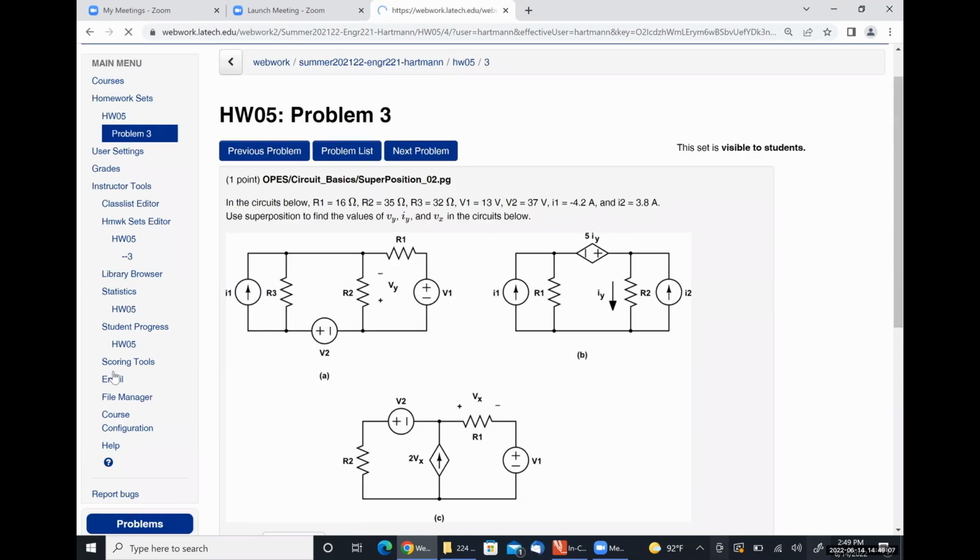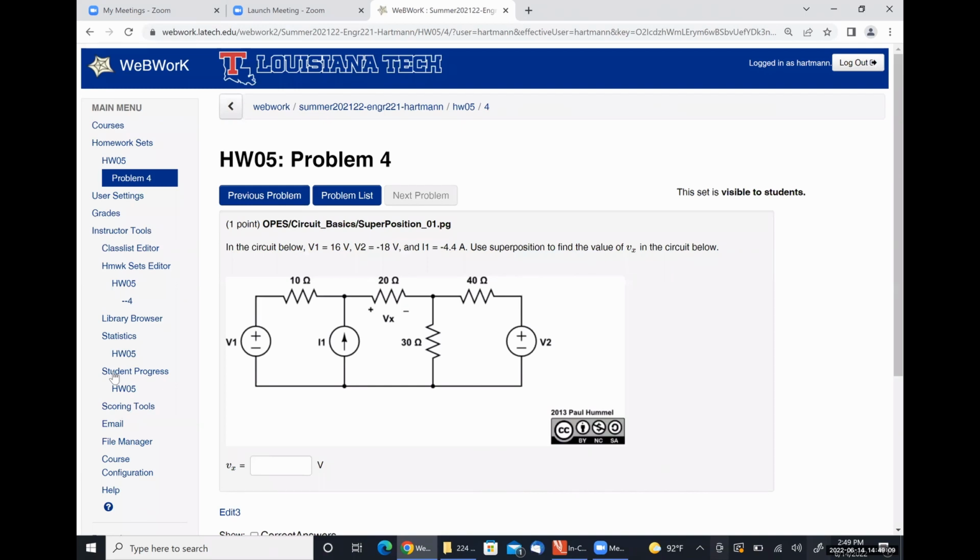Finally, let's look at problem number 4. Problem number 4 is actually a good circuit that will allow you to use the superposition principle. It will actually also reinforce, when you're using superposition, voltage division and current division relationships. So I think this is a very strong candidate to actually use the superposition principle.